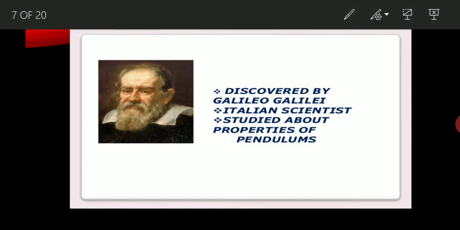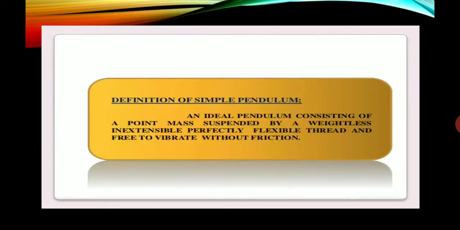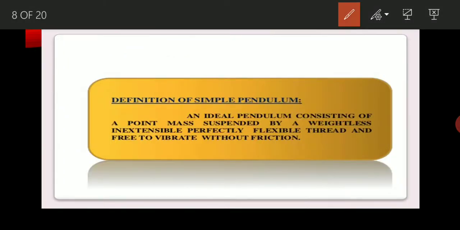The question is, who discovered the simple pendulum? It was discovered by Galileo Galilei. He was an Italian scientist and he studied the different properties of the simple pendulum. Whatever the properties of the simple pendulum, along with the factors related to it, we will also discuss in the lecture. Clear? So what is the simple pendulum?